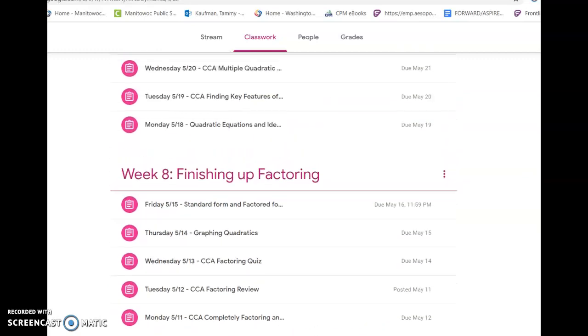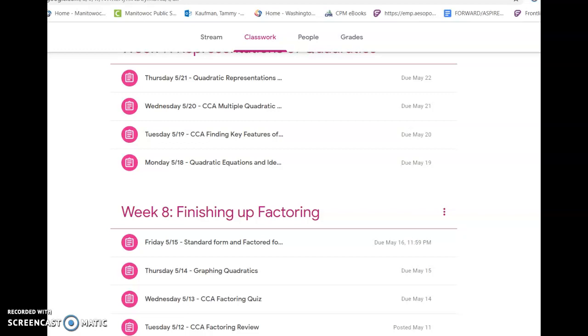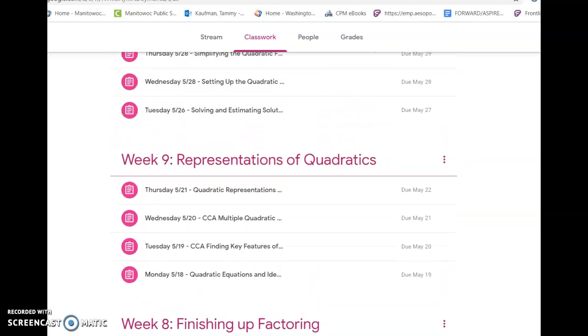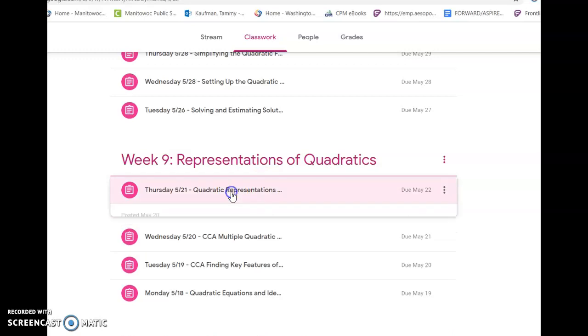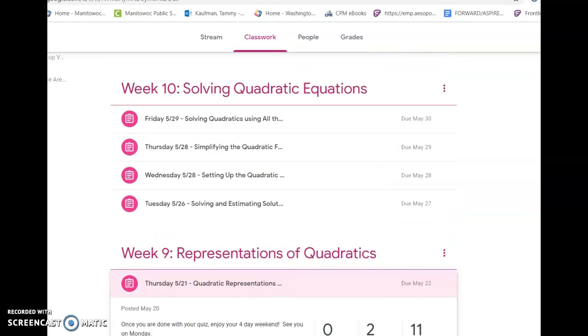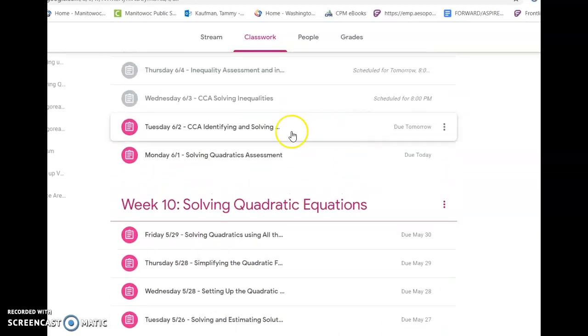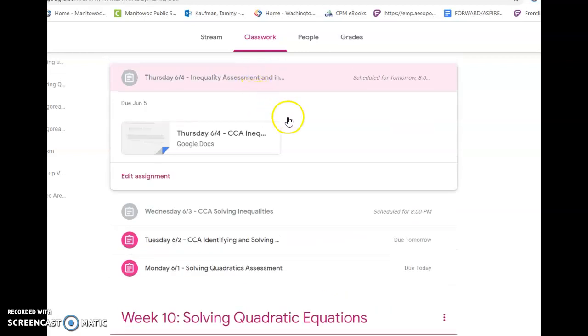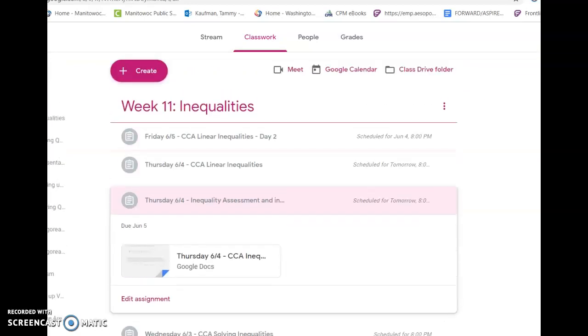And then we go all the way to Thursday, May 21st. That was your assessment on the different representations of quadratics. And then we go to Monday, June 1st. That was the one you took on Monday. That was solving quadratics. And then the one that you just took today is the inequality assessment. So those would be the ones that you would be looking at.